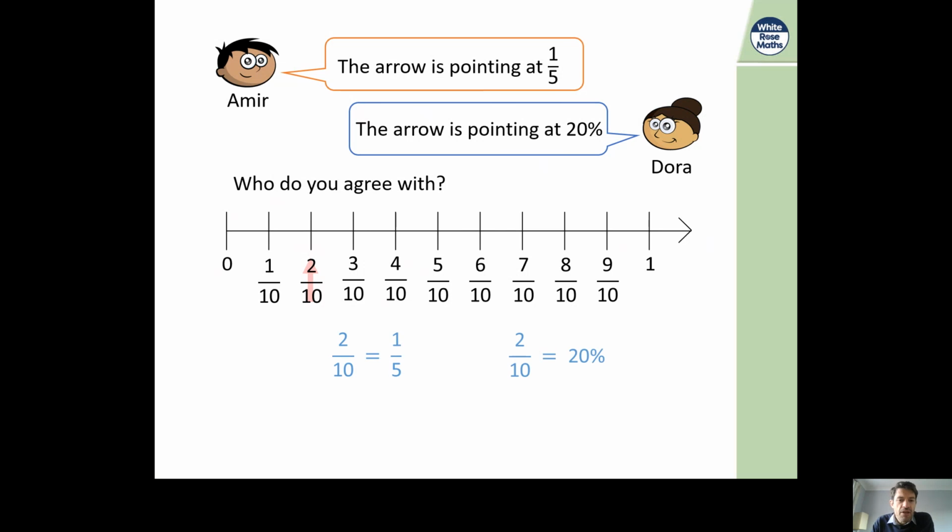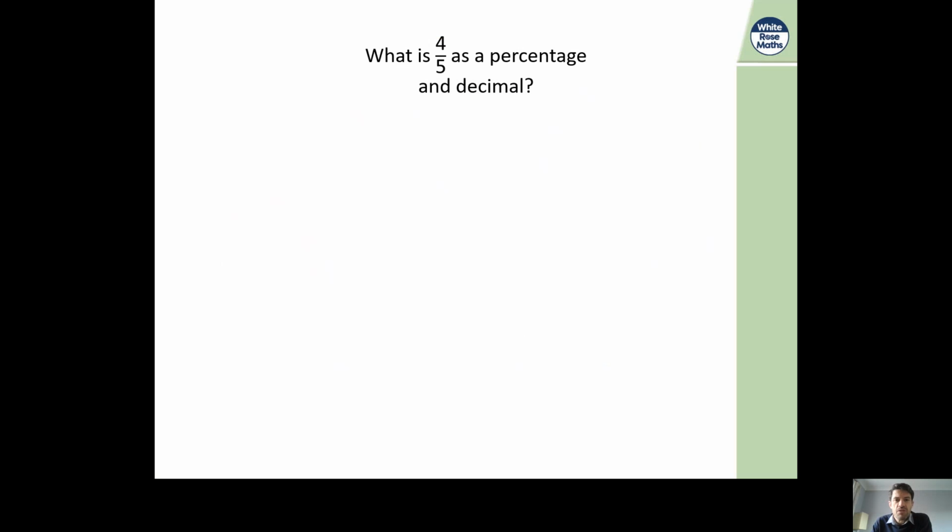2/10 is the same as 1/5. 1/5 is the same as 20%. 2/10 equals 20%. It's all the same. What is 4/5 as a percentage and a decimal?